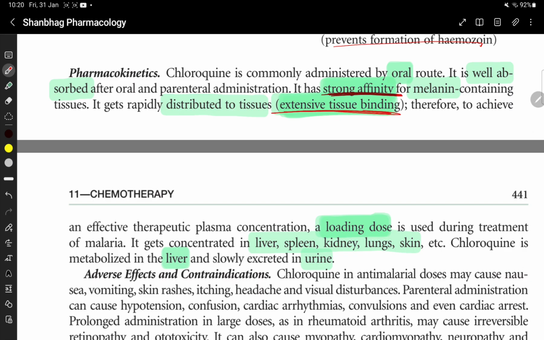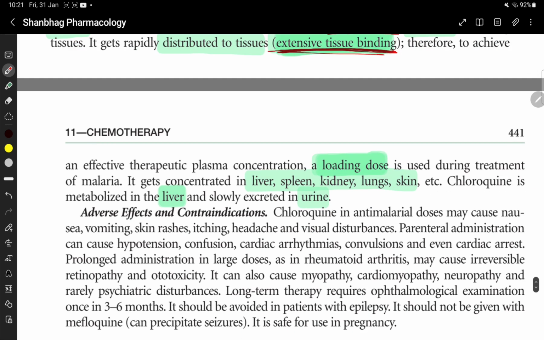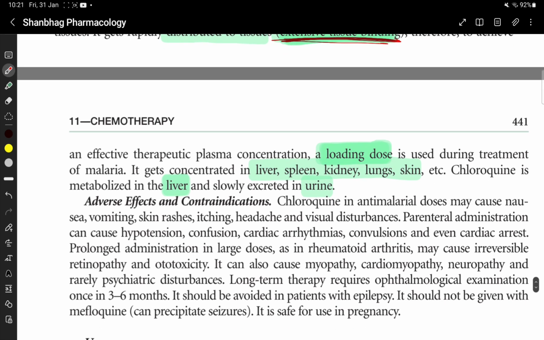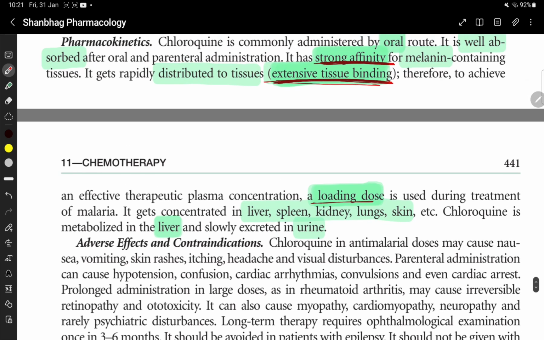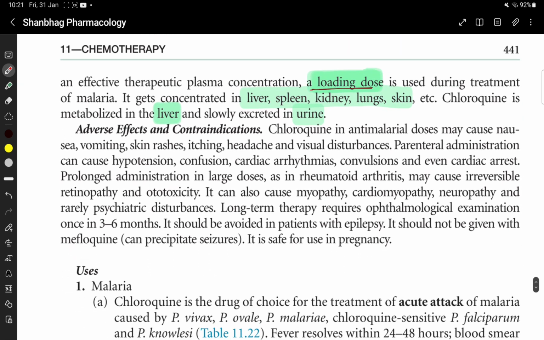It shows extensive tissue binding. It gets rapidly distributed to tissues. Therefore, to achieve an effective therapeutic plasma concentration, a loading dose is used during the treatment of malaria. Because it has extensive tissue binding, a loading dose has to be used. It gets concentrated in liver, spleen, lung, kidney, and skin. It is metabolized in the liver and slowly excreted in urine.